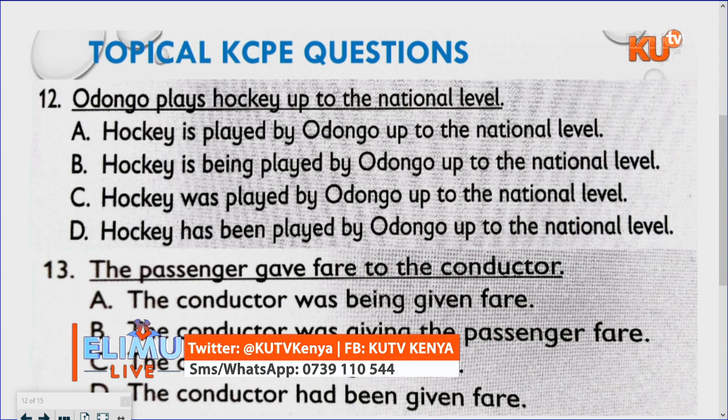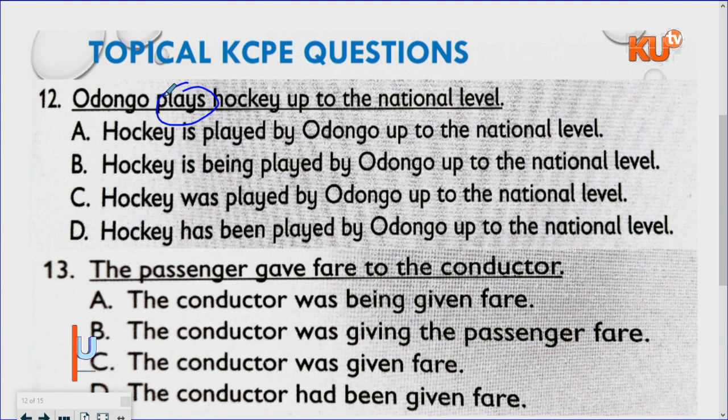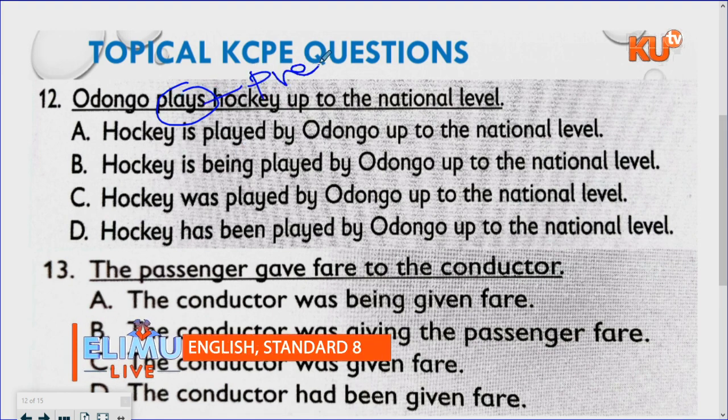Is being played is not correct because that brings the continuous tense, and it is not in continuous tense. It is in present tense. Plays. Present. So it is in present. Right? So hockey is being, the suffix ing I told you, and the word being are used for continuous tenses.